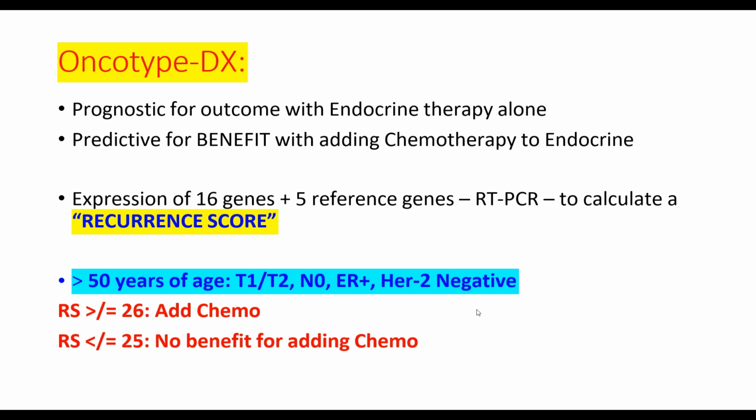So, this Oncotype DX is prognostic in itself when hormone receptor positive breast cancers are treated with endocrine therapy alone, and it is also predictive for a benefit of adding chemotherapy to endocrine. So basically what Oncotype DX tries to answer is a simple question: will a patient benefit from adding chemotherapy over and above endocrine therapy? It studies the expression of 16 genes plus 5 reference genes. It's done with an RT-PCR method. The ultimate aim of this score is to arrive at a recurrence score.